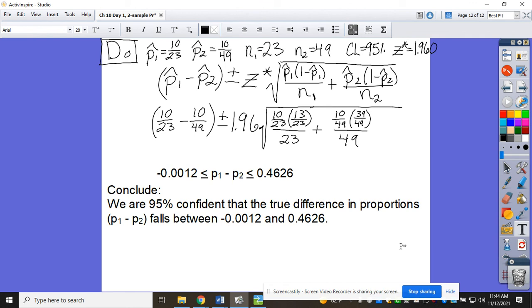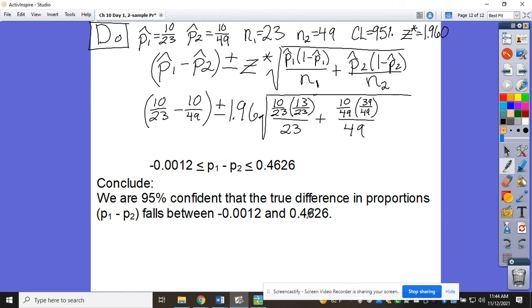If I had chosen P2 minus P1, what would my lower bound end up being? It would switch the order of these, so it'd switch the sign in the order, so it would be negative 0.4626 to positive 0.0012 if I had done it the other way around.